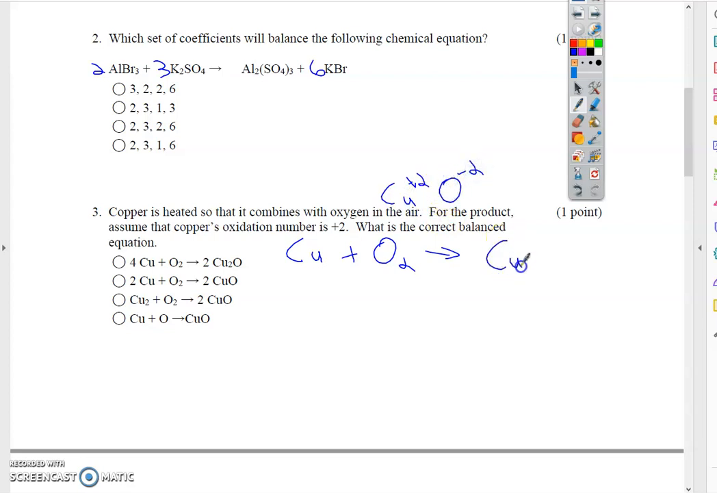On the product side, I am not writing oxygen as diatomic. Diatomic is only when a diatomic element is by itself. Now, since it's bonded to copper, I ignore this 2 on the reactant side, and what I go by is the oxidation number. So the 2's cancel out, so you get CuO. And now we have to balance it. There's 2 oxygens on the left, so I put a 2, and then I balance out the copper. So that is the reaction between copper and oxygen to yield copper(II) oxide.